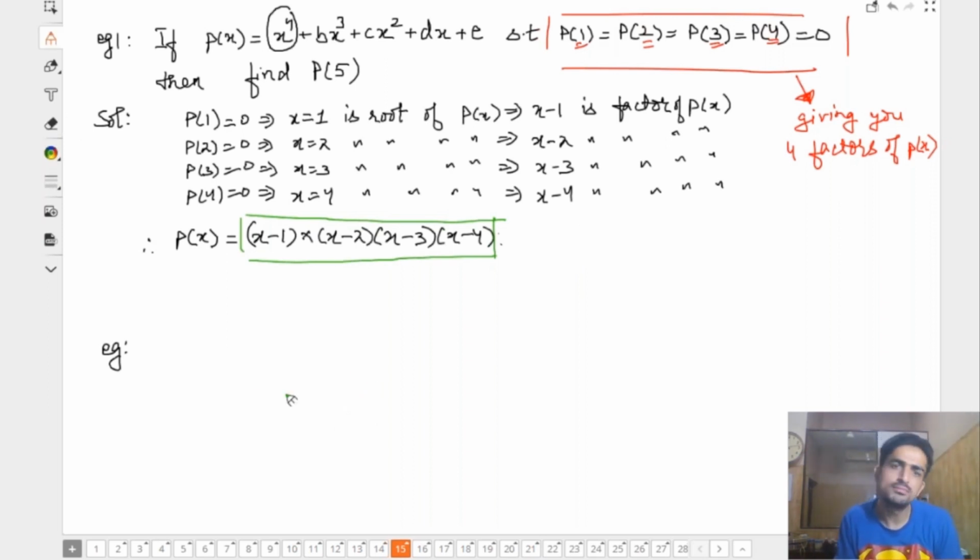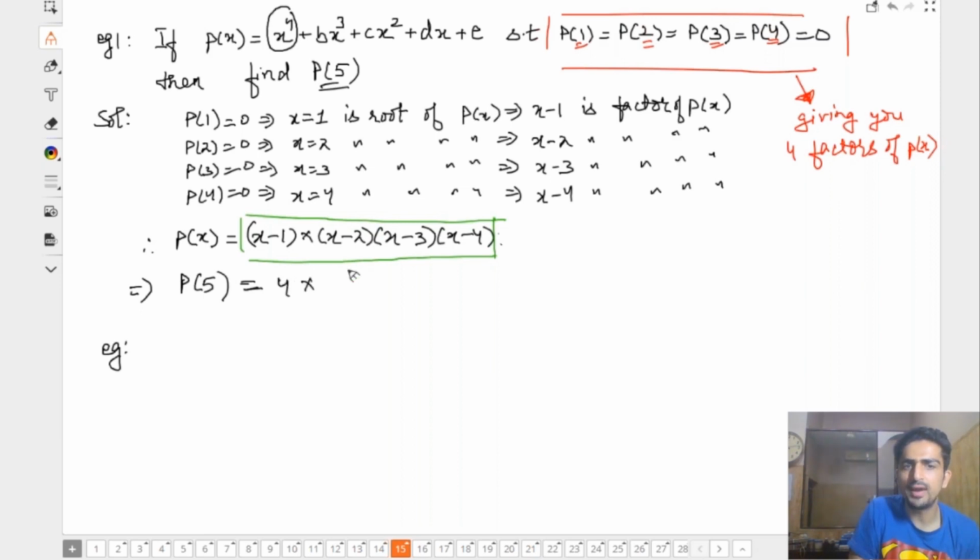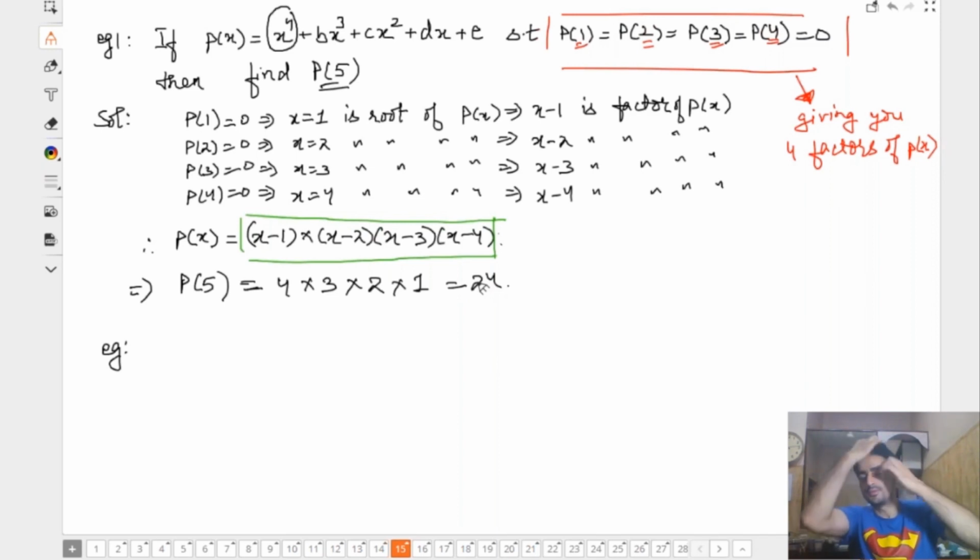Got it? Finished. You need not find b, c, d and e. We got p(x), and that too in a very good form, factorized form. P of x is just x minus 1 into x minus 2 into x minus 3 into x minus 4. Now what is asked? P of 5. What a big deal. Just put x equal to 5. 5 minus 1, 4. 5 minus 2, 3. 5 minus 3, 2. And 5 minus 4, 1. It is 24. Finish.